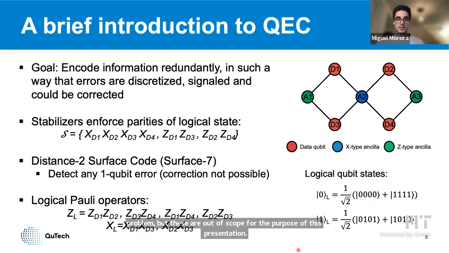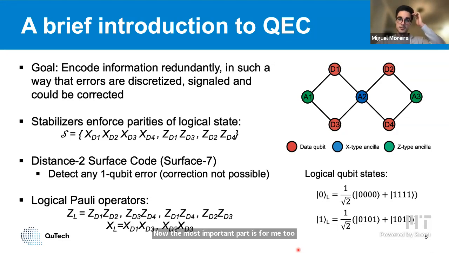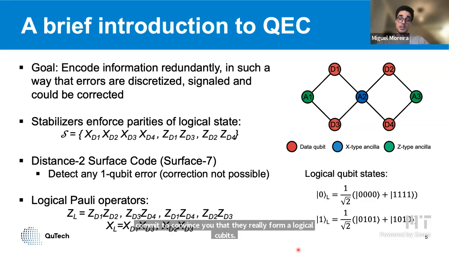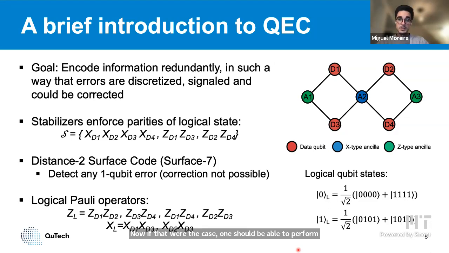Now, the last important part is for me to convince you that these highly entangled multi-qubit states really form a logical qubit. If that were the case, one should be able to perform operations on the logical qubit. And indeed, this is possible.